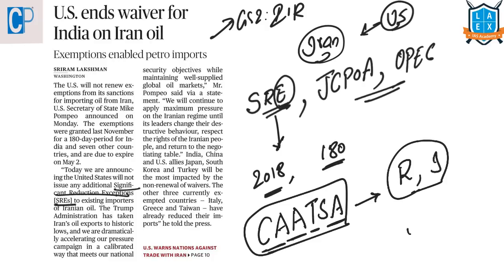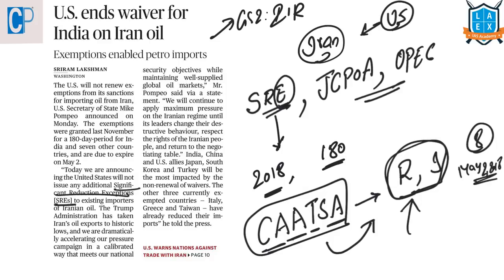So, if any country is having military and defense trade relations with these countries, then America will impose sanctions on that country. But in November 2018, the US granted exemptions to 8 countries, including India, to import oil from Iran till May 2nd. These exemptions are known as the significant reduction exceptions to the importers of Iranian oil.